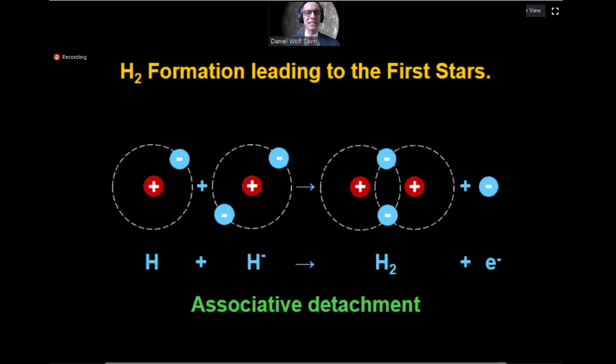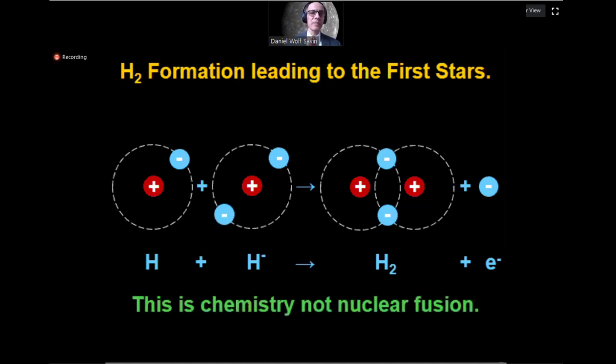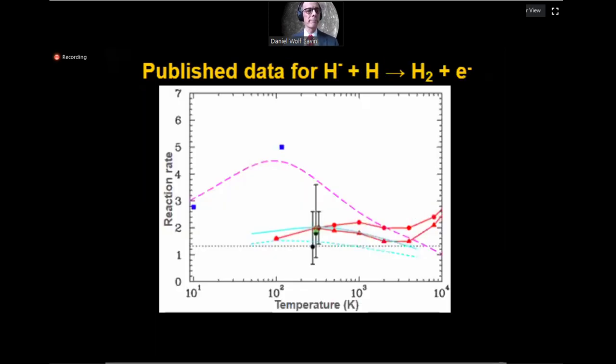This is a fundamental chemical process that led to the formation of the first stars. Okay, I also want to emphasize that this is chemistry. It's not nuclear fusion. The nuclei do not fuse together to form a single nucleus. They remain distinctive nuclei.